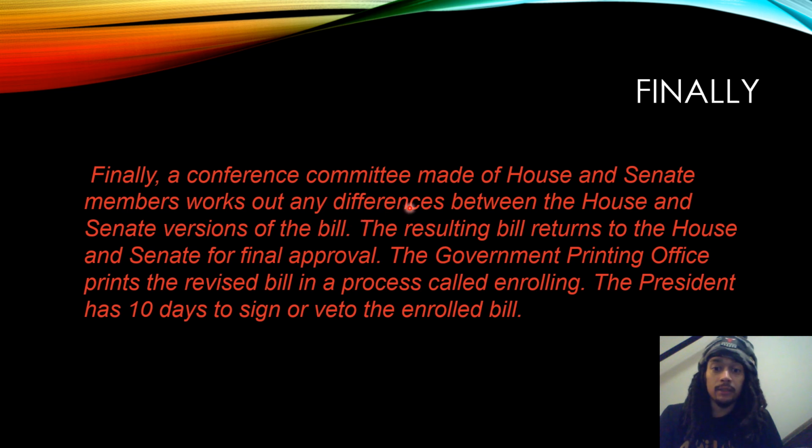Finally, a conference committee made of House and Senate members works out any differences between the House and Senate versions of the bill. The resulting bill returns to the House and Senate for final approval. The Government Printing Office prints the revised bill in a process called enrolling. The president has 10 days to sign or veto the enrolled bill. And if he vetoes it, Congress gets it back and they can override it. We learned that earlier.